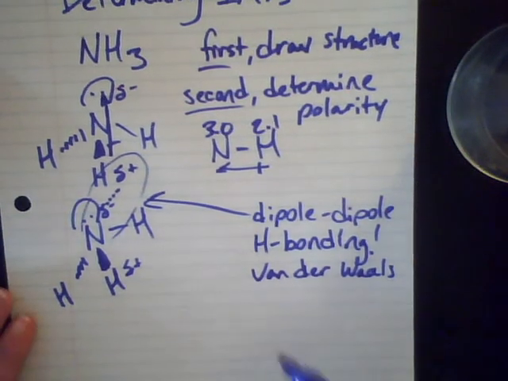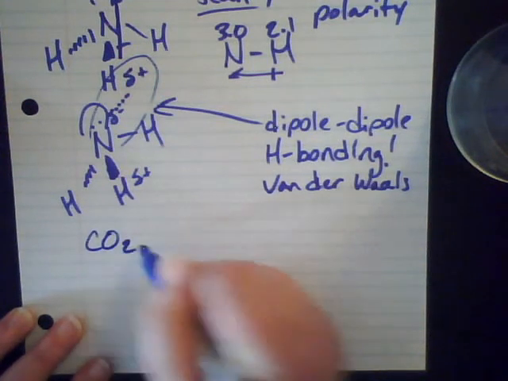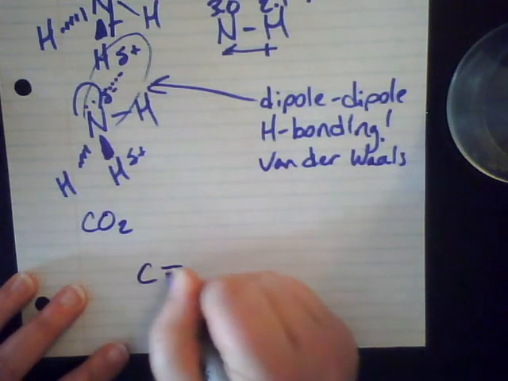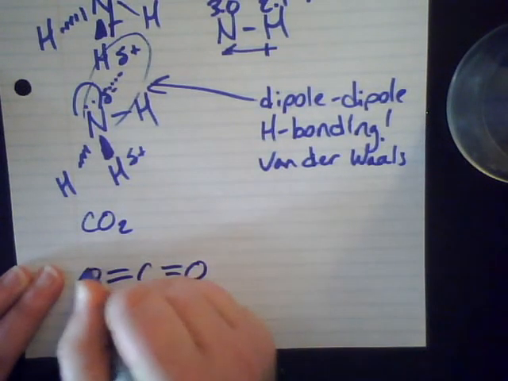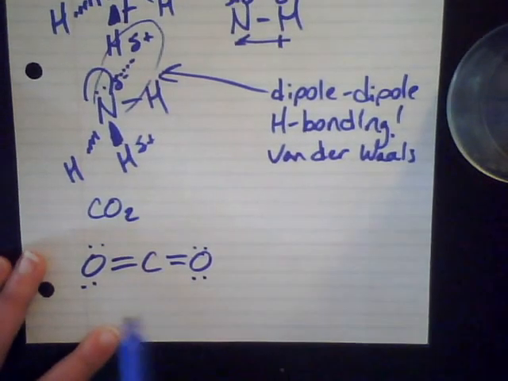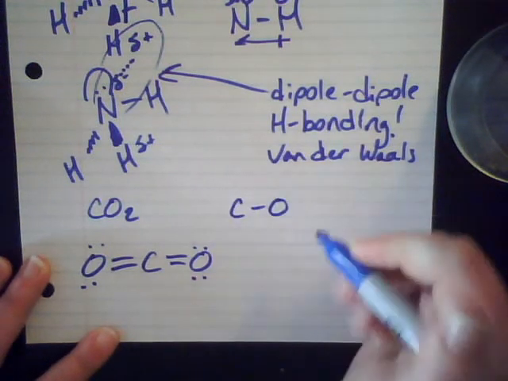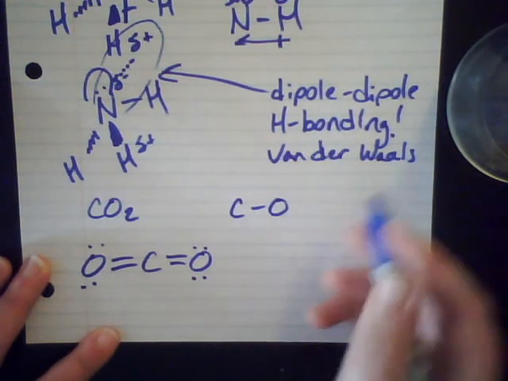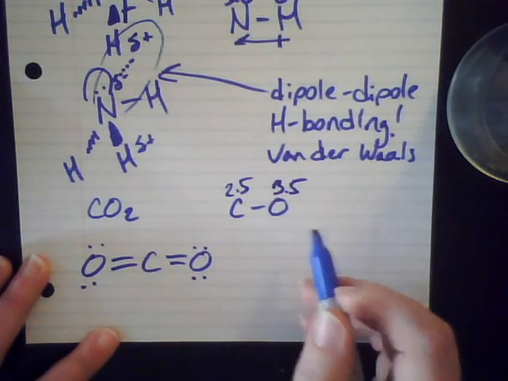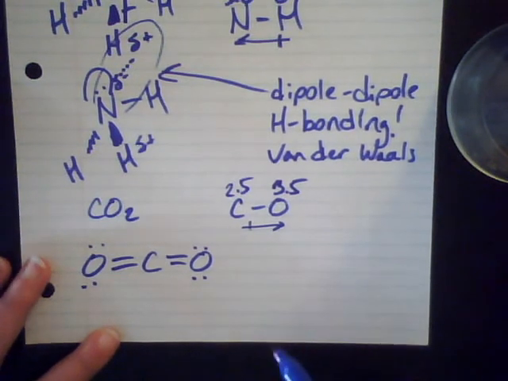Okay, so this is how you determine IMFs. Let's look at another example. Let's take carbon dioxide, which hopefully we've played around with long enough to know the structure of. We know it's linear. If I look to my Pauling electronegativity scale, at the difference between carbon and oxygen, carbon is 2.5, oxygen is 3.5. You could have probably guessed that it's polar even if you didn't remember. So it's going to have a dipole on it that looks like this.